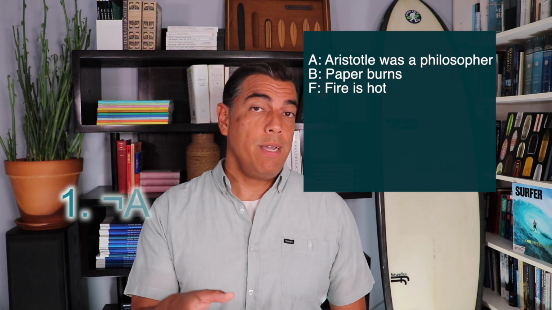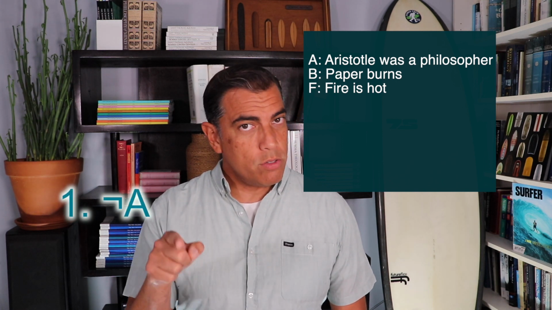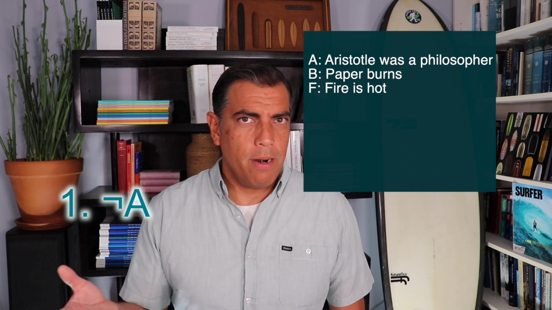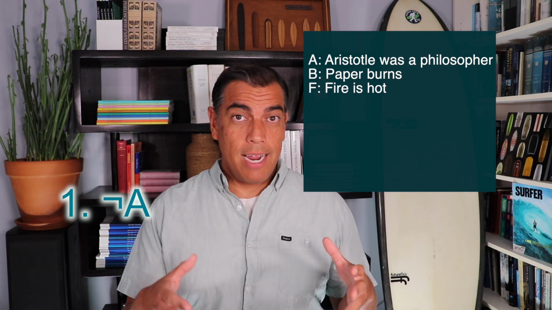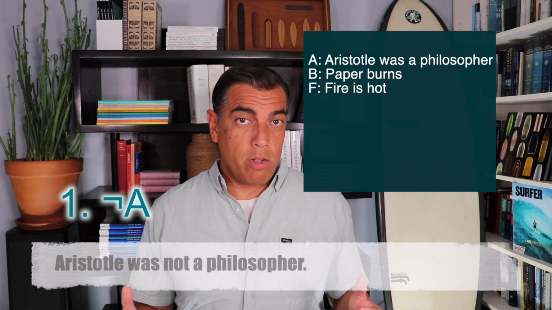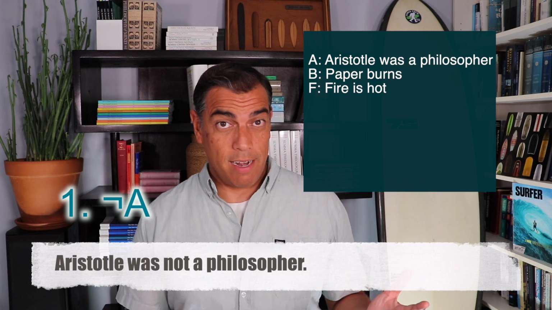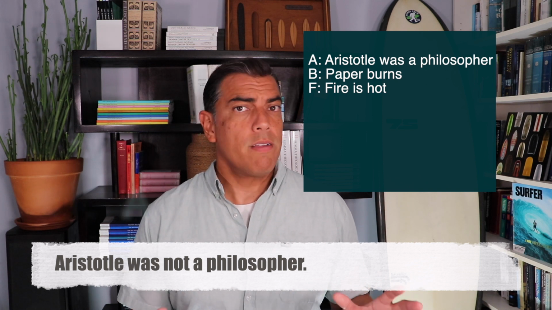So again, you would pronounce this as not A, not neg A, right? I know that the name of that symbol is neg, but we'll just say not A. It sounds a lot better. So A stands for Aristotle was a philosopher. This not A is something like Aristotle was not a philosopher, or maybe something like it is not the case that Aristotle was a philosopher, or it is false that Aristotle was a philosopher. Any of those things are fine.